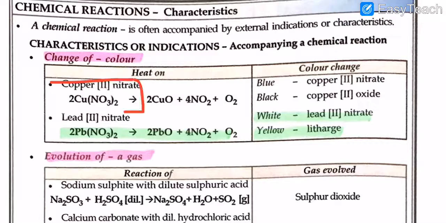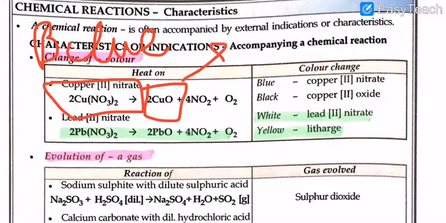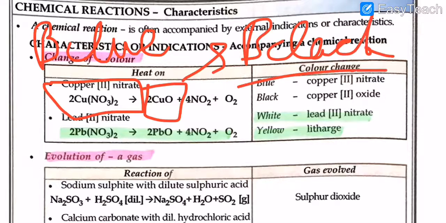In this case, as you can see over here, this is copper nitrate. Copper nitrate originally was blue in color, but then after it got heated, it formed copper oxide, which changed the whole substance into black. So this is one color change. Similarly, if we take lead nitrate, 2Pb(NO3)2, gives 2PbO plus 4NO2 plus O2. So in this case, lead nitrate originally was only white, but after that, it turned into yellow. That's litharge. And so over here also you have a change of color.